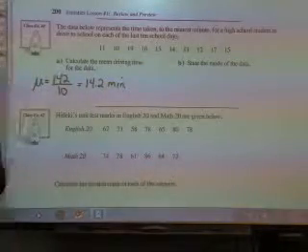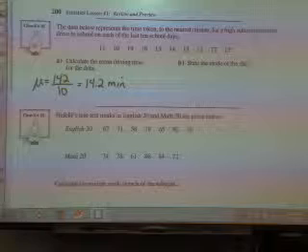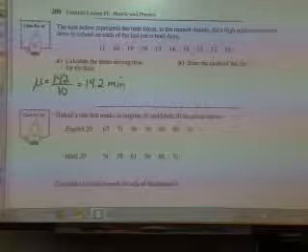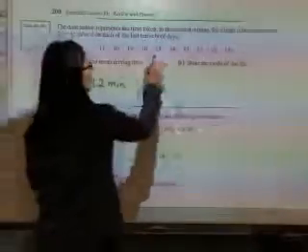So on average, I can say it takes about 14.2 minutes to drive to school. The mode is the one that occurs most often. Which number occurred most often in this set? 15. It occurs twice.